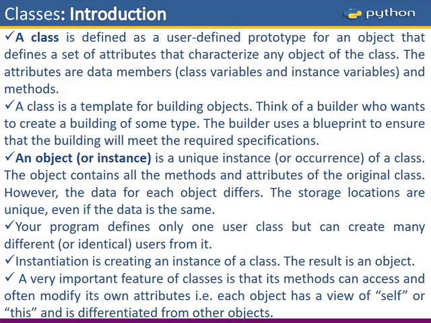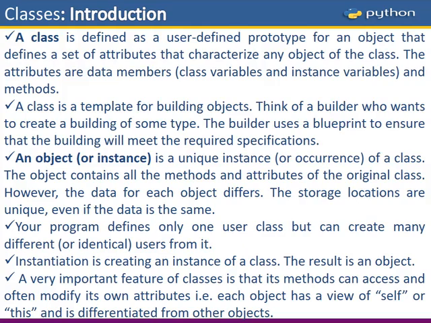So the attributes are data members. We have the class variable and instance variable, and methods as well. So the attributes contain data members and methods, and under data members we have class variable and instance variable, which I will be looking at as we go on in our lecture. So a class is a template for building objects, like a recipe.